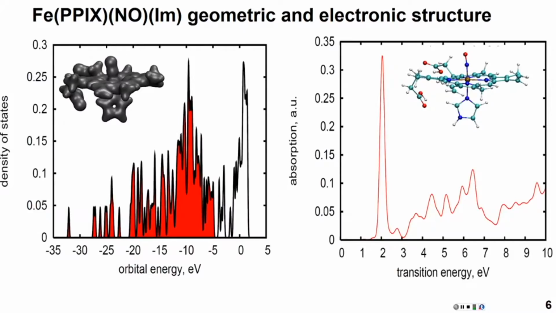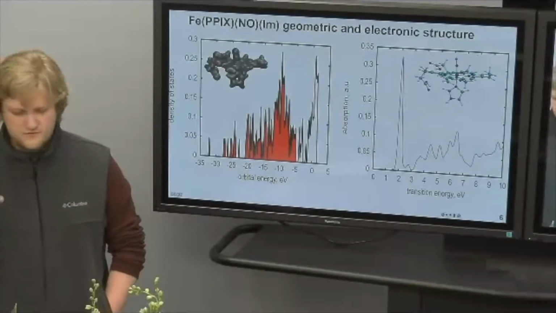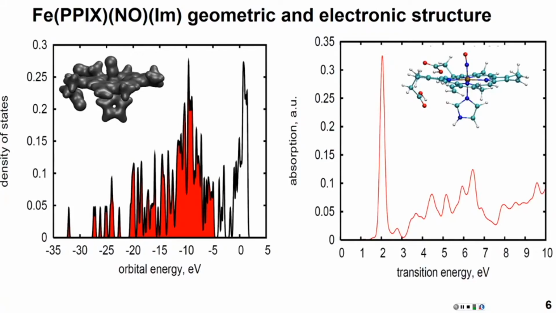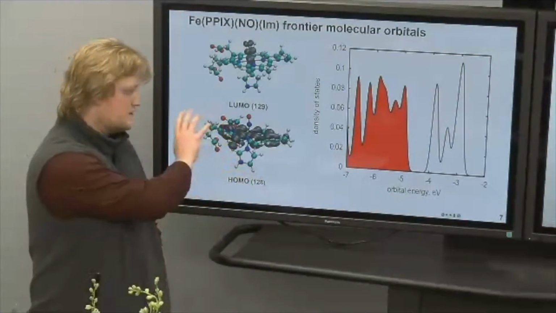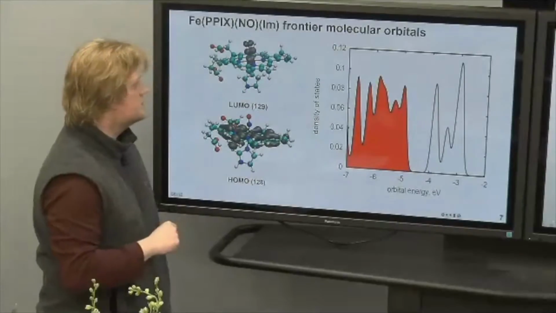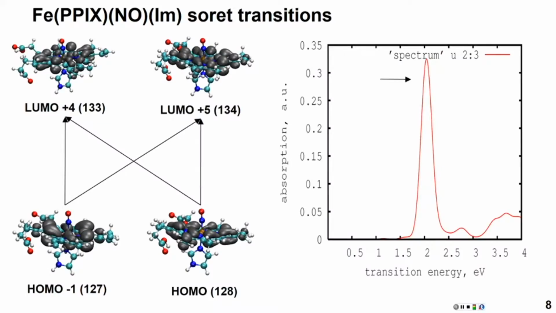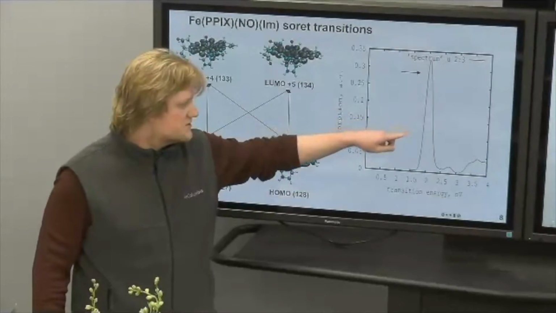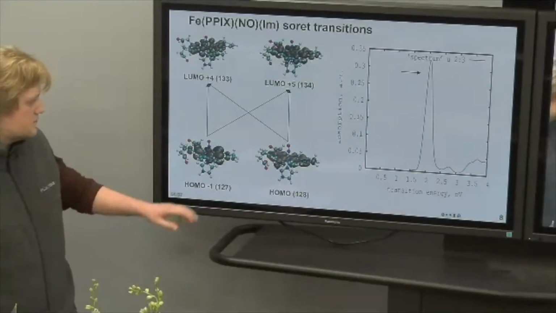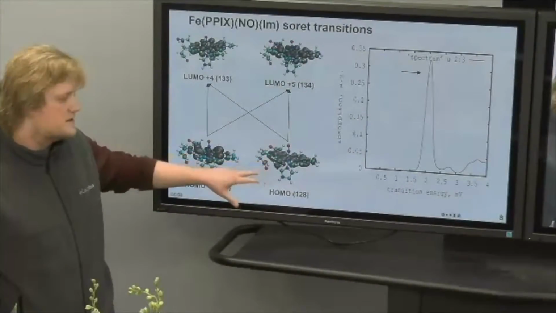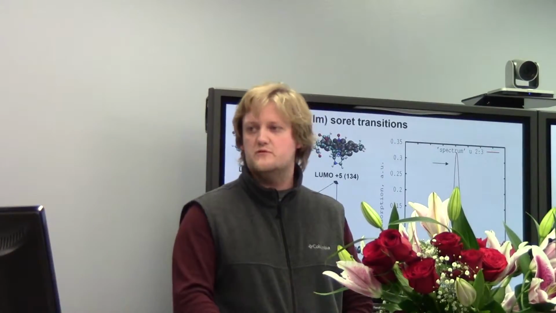All right, so this just shows the geometry optimized structure for my first model. The thing to keep in mind is that the HOMO has electron density on the porphyrin ring, whereas the LUMO has electron density on the nitrosyl ligand. If we look at the Soret transition of this particular model, we see that these transitions are dominated by molecular orbitals that have charge density along the porphyrin ring, the pi-star transitions that are commonly observed in porphyrins.